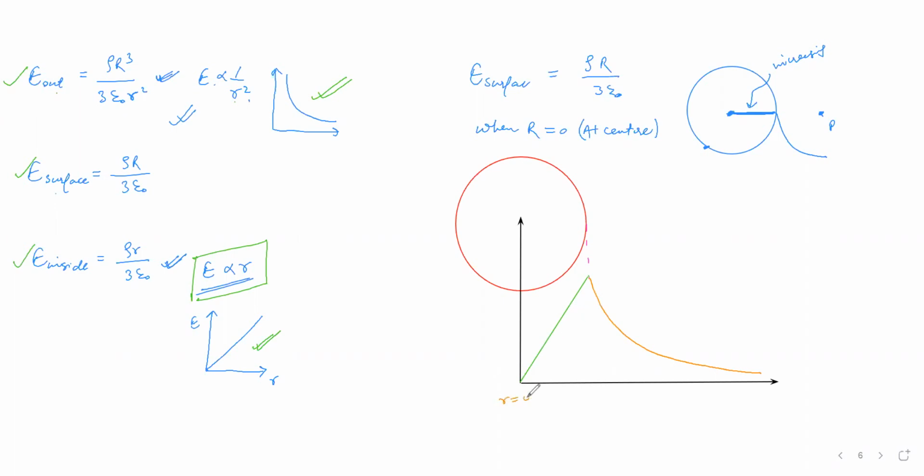This is your r is equal to 0. And this is your position where r is equal to R. And in this region, r is less than R. Here, r is greater than R. Note it down, please.